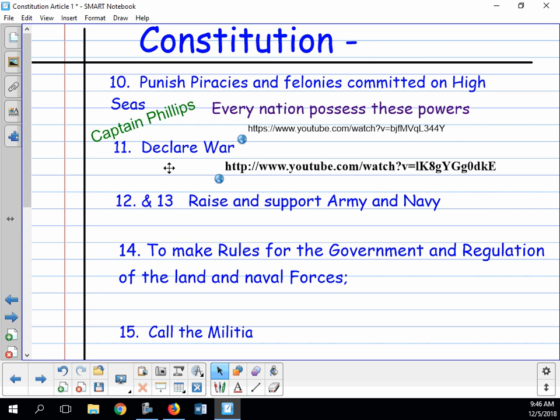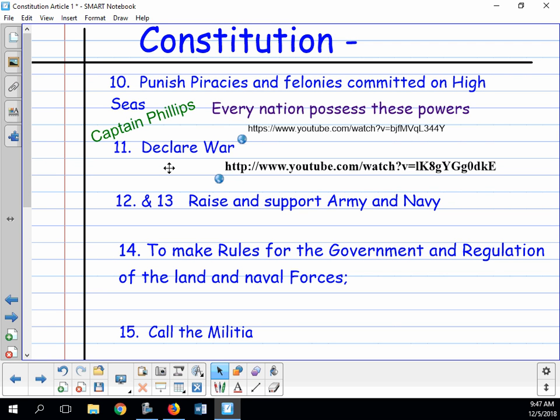The president is the head of the military, he can send troops out and they fight just like they would whether the war was declared or not. But for it to be official, only Congress can do it.